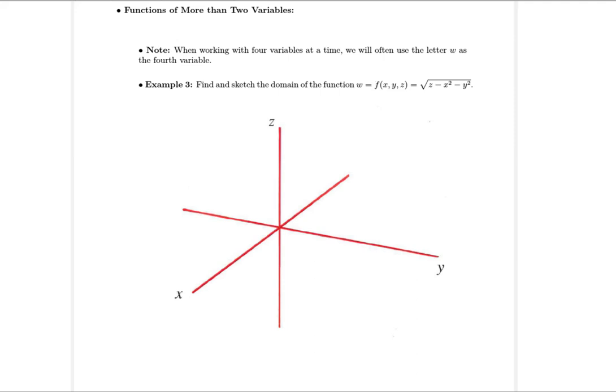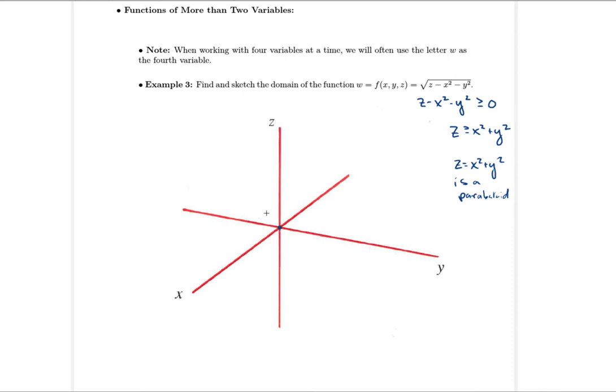So what we want to do is find the domain of this. Okay, well, we know the domain is whenever what's inside of the square root is greater than or equal to 0. So we're saying z is greater than or equal to x squared plus y squared. Now we know already that z equals x squared plus y squared is a paraboloid. So let's start by graphing this paraboloid. Okay, so we know that it's at the origin.